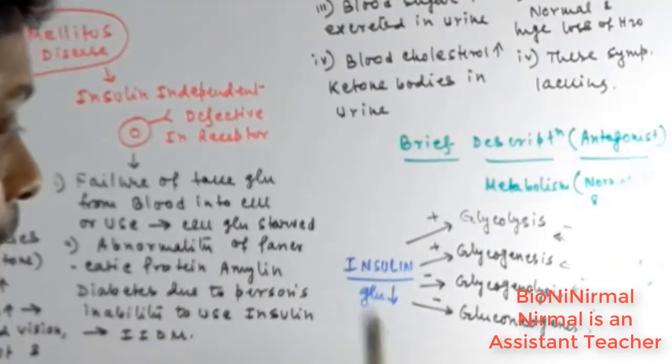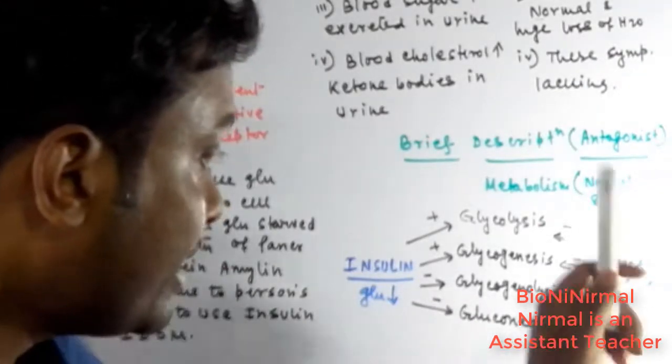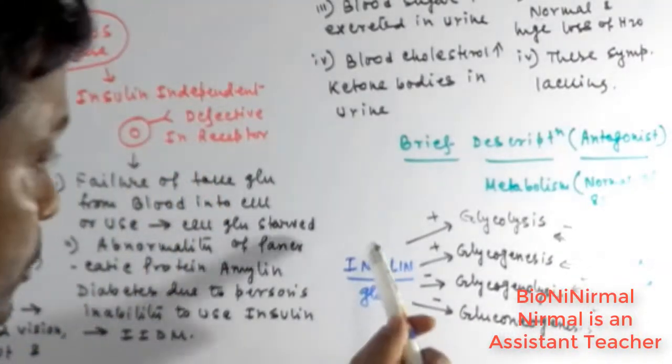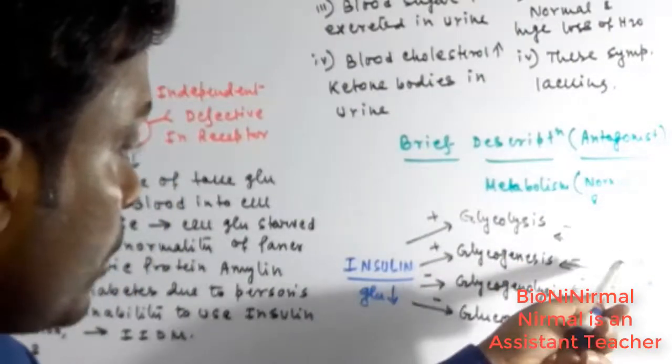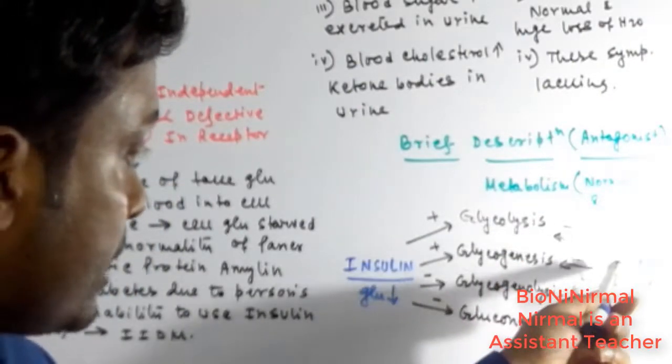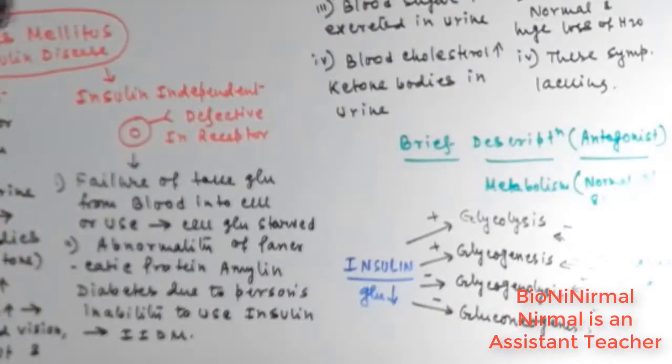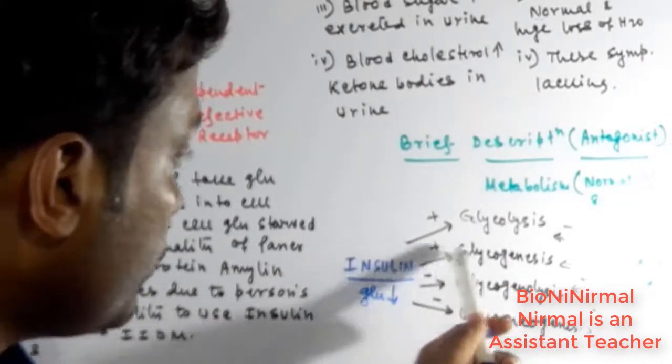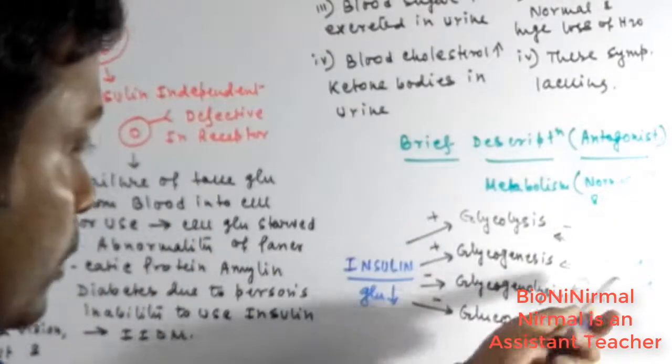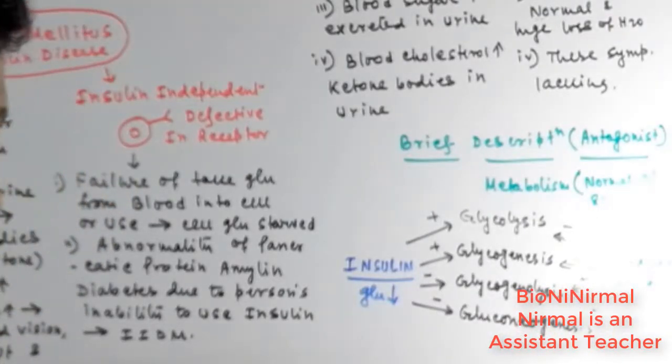Insulin hormone lowers the blood glucose level, but glucagon hormone increases the blood glucose level. And insulin hormone promotes glycolysis, and glucagon inhibits the glycolysis procedure. And insulin hormone promotes the glycogenesis procedure, but glucagon inhibits the glycogenesis procedure.